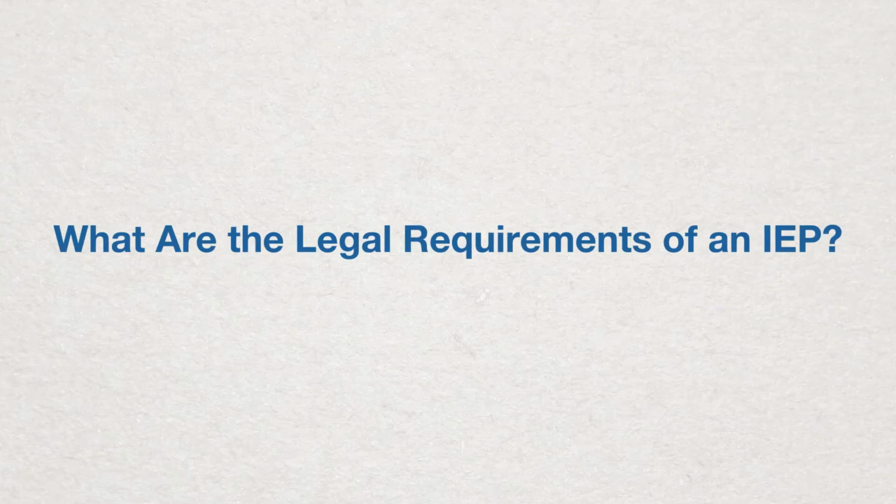What are the legal requirements of an IEP? By law, an IEP must include specific information about the child and the educational program that has been designed to meet the child's unique needs. An IEP must detail: 1. The child's present levels of academic achievement and functional performance. 2. The child's measurable annual goals.